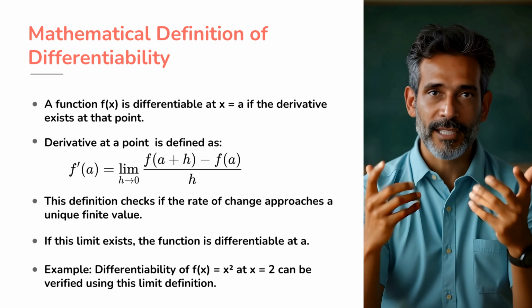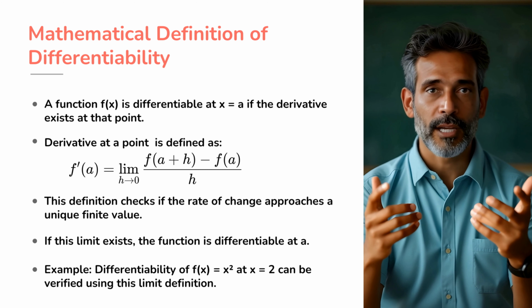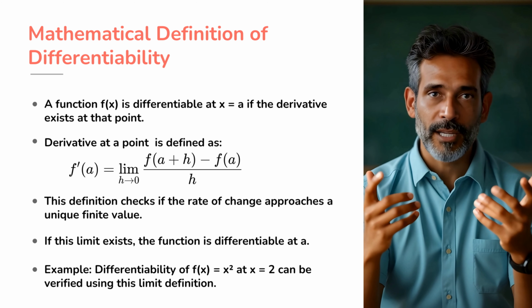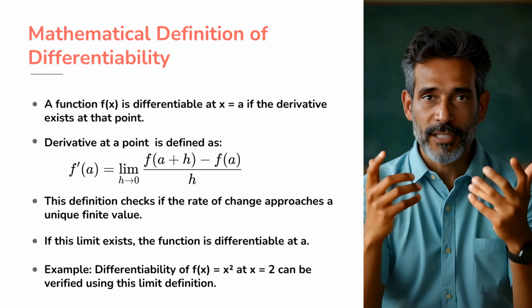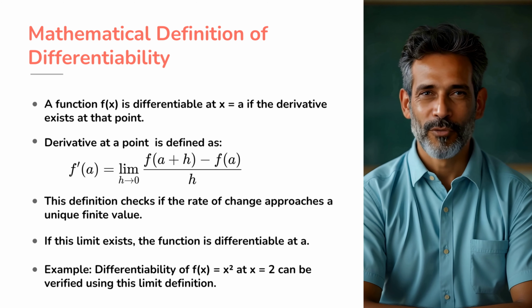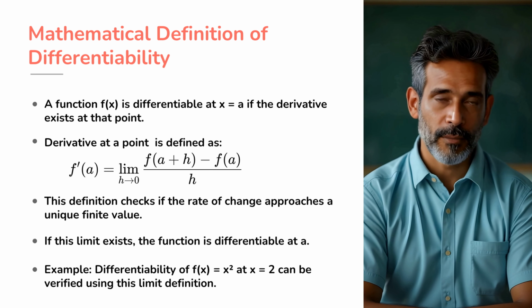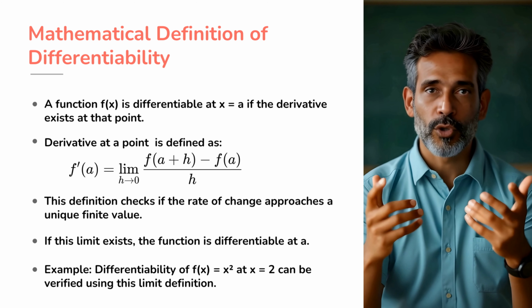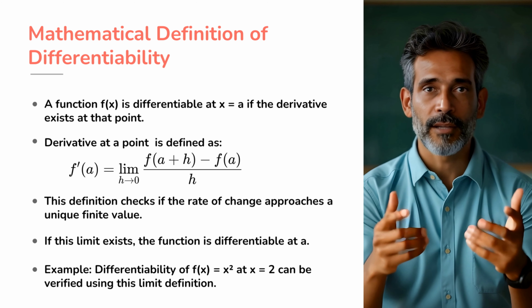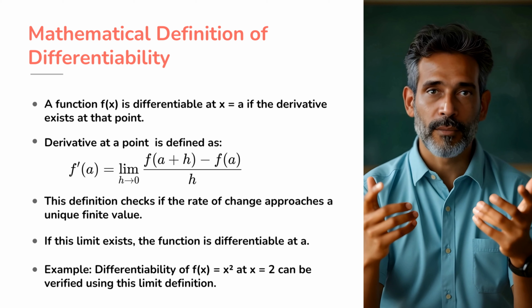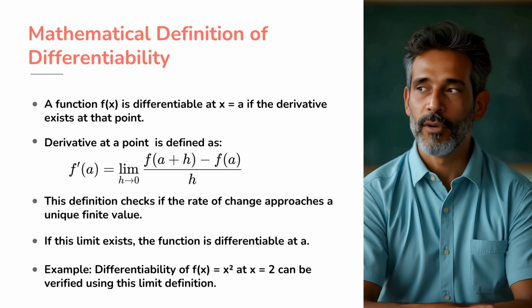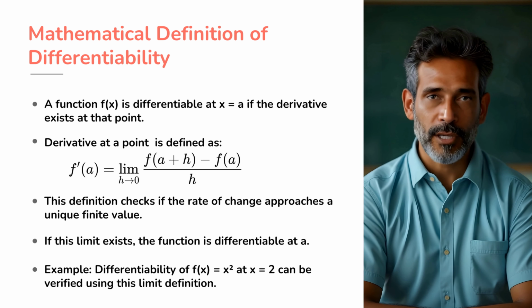Now let's formalize the idea. A function f of x is said to be differentiable at x equals a if the following limit exists: f dash of a equals limit as h tends to 0 of [f of a plus h minus f of a] divided by h. This is called the difference quotient. If the limit exists and is finite, then the derivative at that point is well defined. In simple words, differentiability is nothing but the ability of the function to have a unique slope at the point.